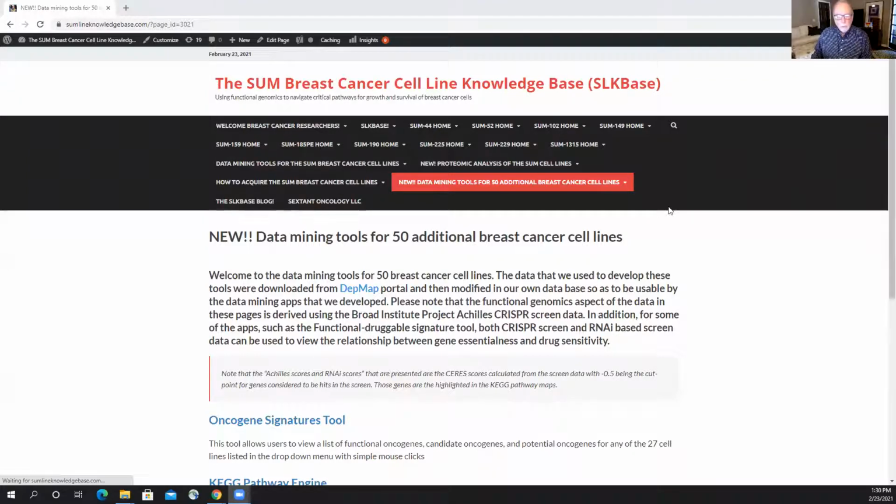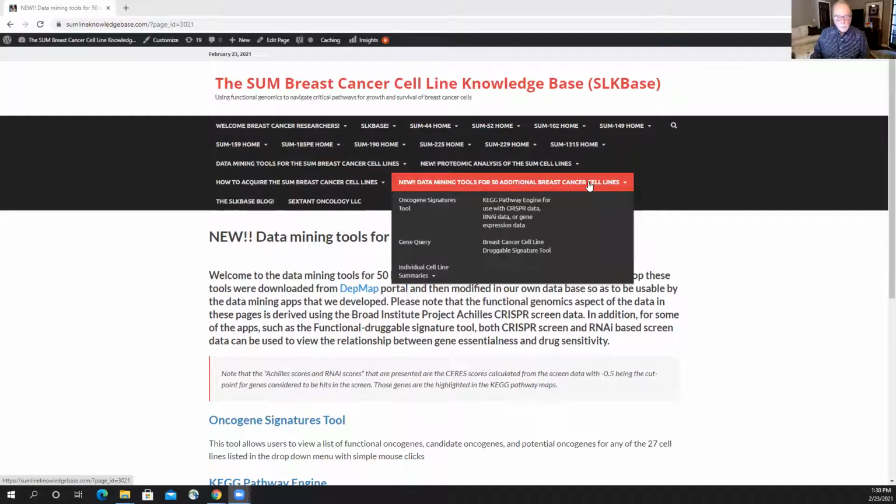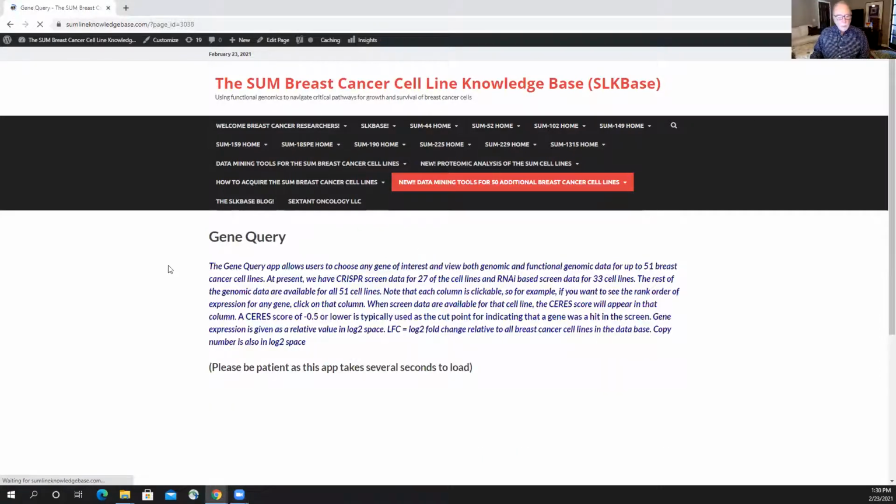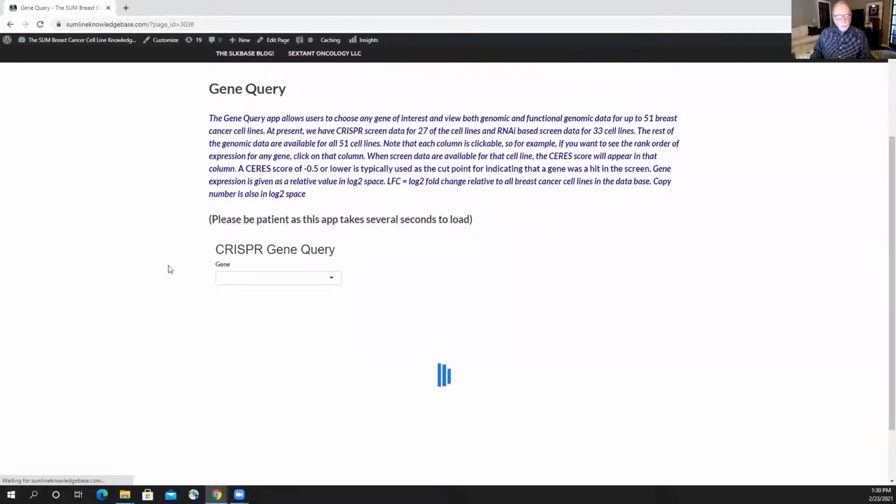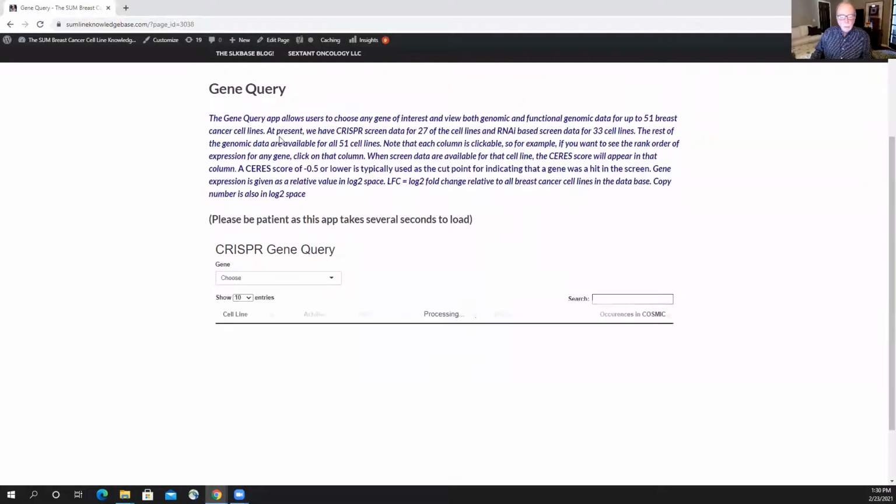So the data mining tools for the 50 breast cancer cell lines, as I showed in the last talk, are under this banner heading. And we can go right down from here to the gene query tool. You can take a moment to read through this first paragraph, which talks about how this tool is designed to allow users to pick any gene you're interested in and view both the genomic and functional genomic data for 51 breast cancer cell lines.